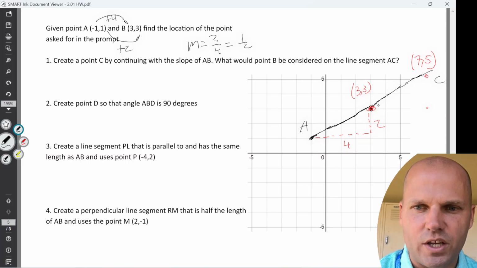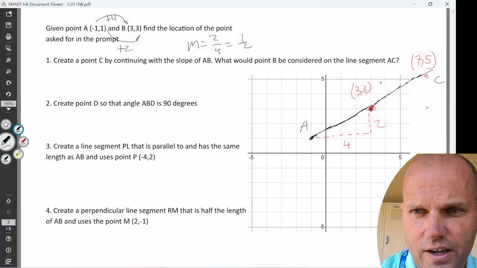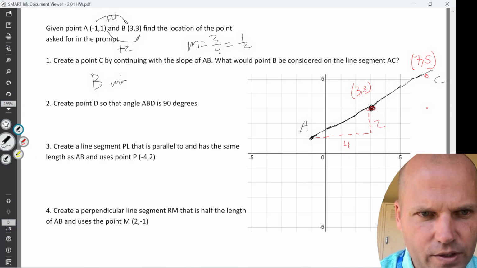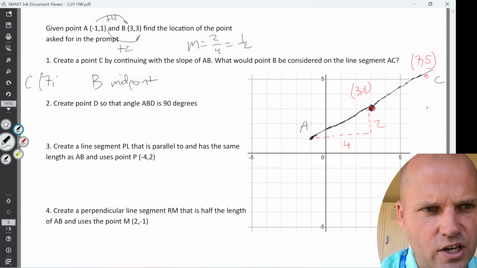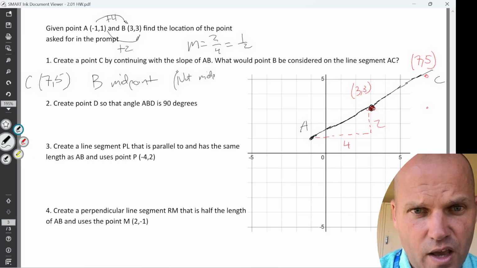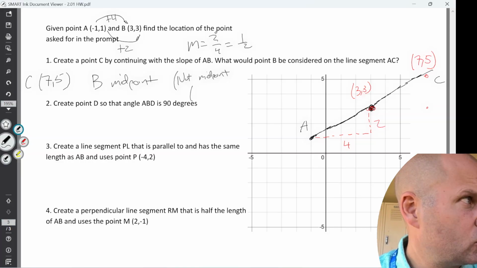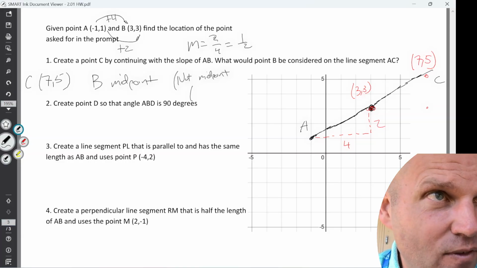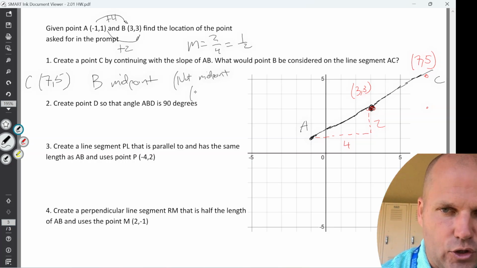Well, because if we continue the exact change of +4 for x's, +2 for y's, we arrive at the situation where point B would be the midpoint. That is if point C is at the location of 7, 5. Point B is not the midpoint if you arrived at a different location. Could you have arrived at a different location? Sure. If my slope is 2/4, that's the same as 1/2. That's either 1/2 of a y per x or 1 y per 2 x's. You could have gone to any other point.